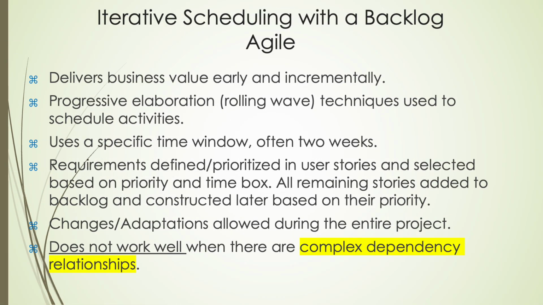In Agile environments, business value is delivered early and incrementally through iterative planning and execution. Scheduling uses progressive elaboration techniques like rolling wave planning, focusing on near-term work in short time windows, typically 2 weeks.